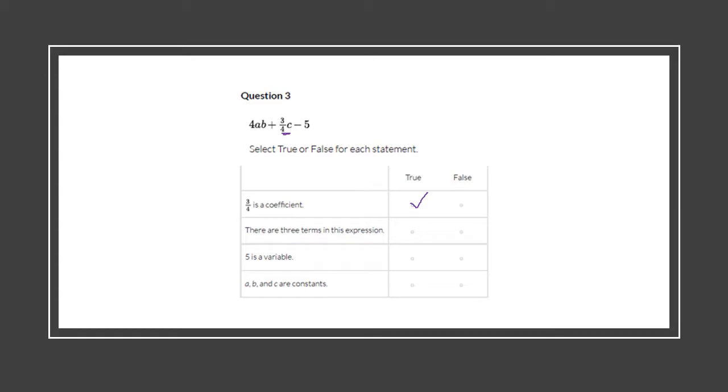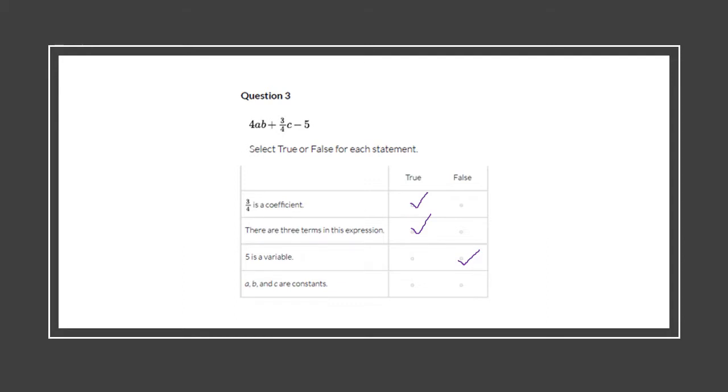There are 3 terms in the expression. So I've got 1, 2, 3. So yes, because remember those are separated by those plus or minus signs. Okay? 5 is a variable. If you remember, variables are the ones that contain letters. The number 5 does not contain any letters. So I'm going to say false for that one.